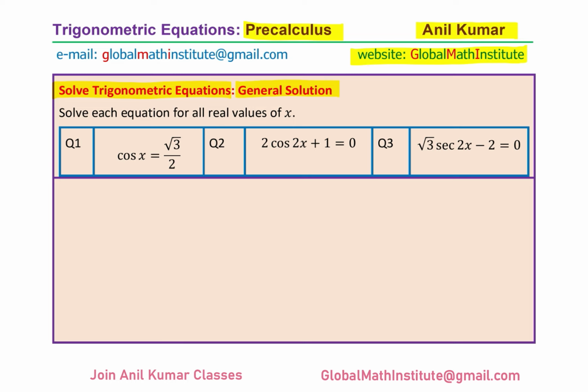So the three questions here are cos x equals square root 3 by 2, 2 cos 2x plus 1 equals 0, and square root 3 secant 2x minus 2 equals 0. The question is to solve each equation for all real values of x. That means to provide a general solution.